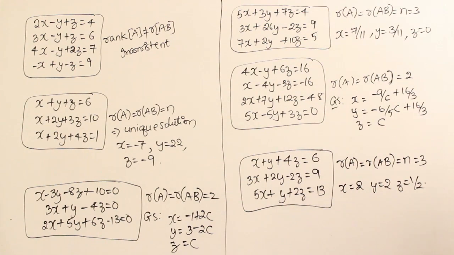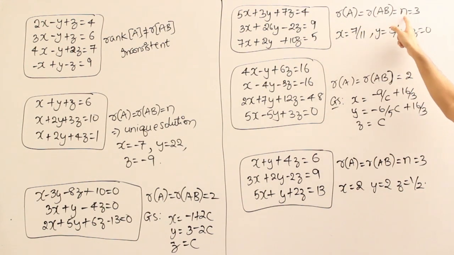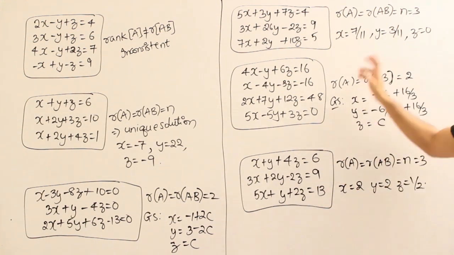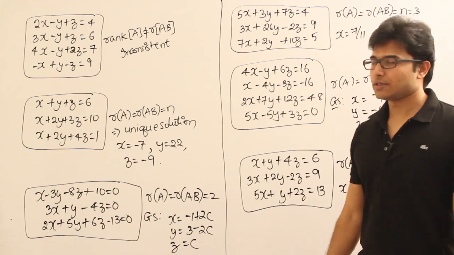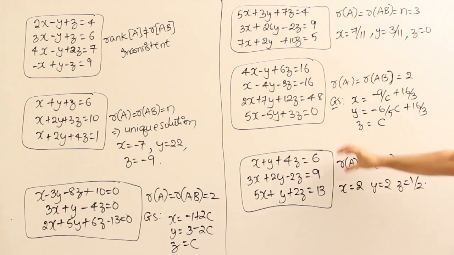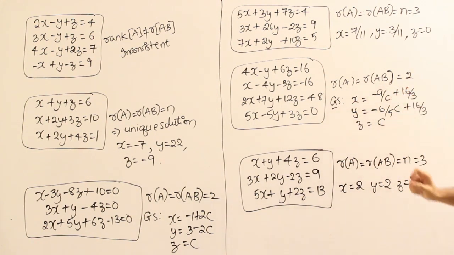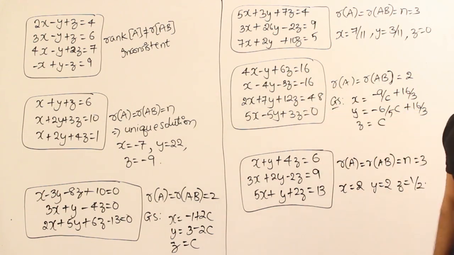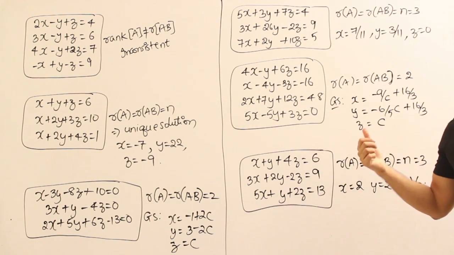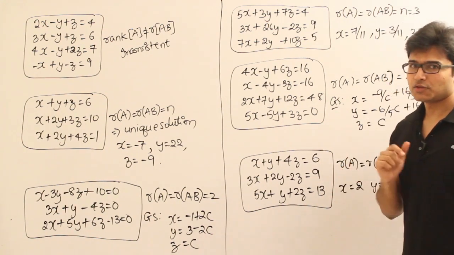Again, if you want to solve this, you will find out that rank of A is equal to rank of AB is equal to n. N means number of unknowns, and everything is equal to 3. Then what can we say? There exists a unique solution, and the unique solution is this. If you try to solve it, you get this. And similarly in this one, you will find out that rank of A equal to rank of AB equal to 2, but the number of unknowns is 3. Therefore n minus r, which means 3 minus 2, is 1.